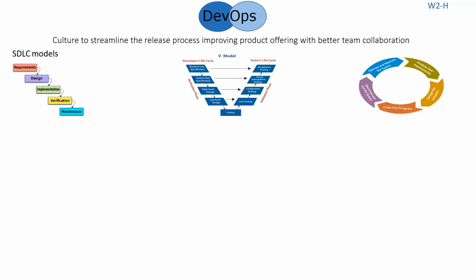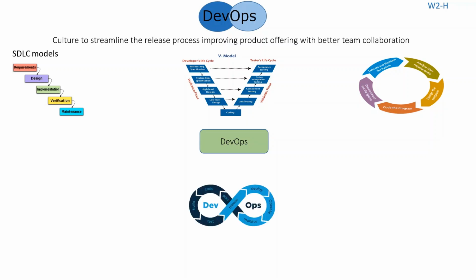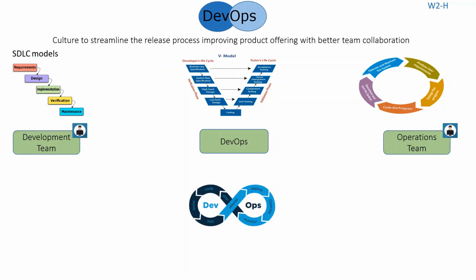So this is how the three SDLC models are being designed. And moving forward, now let's discuss DevOps. If you ever discuss DevOps, there will be a buzz, like there will be involvement of development and operations. And what are these teams? So two teams are mainly involved. One is the development team, the other one is the operations team.